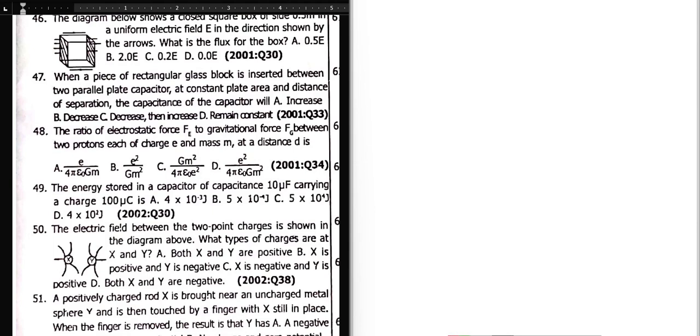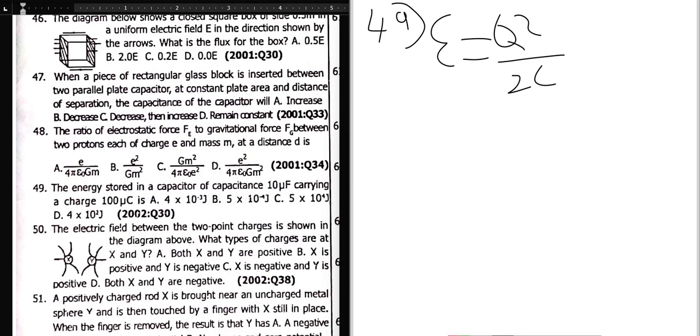Let's solve for 49. Question 49 says: the energy stored in a capacitor of capacitance 10 micro F carrying a charge of 100 micro C. What is the energy stored? So we're looking for energy stored. Energy stored is simply E equals Q squared over 2C. This is your formula to solve this.